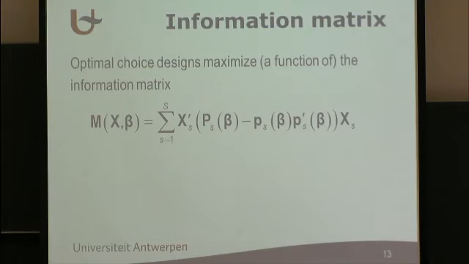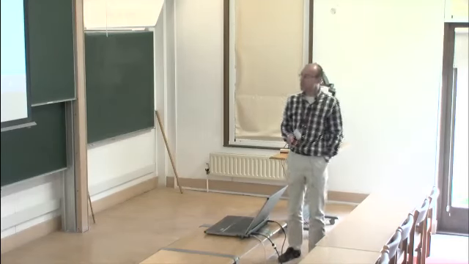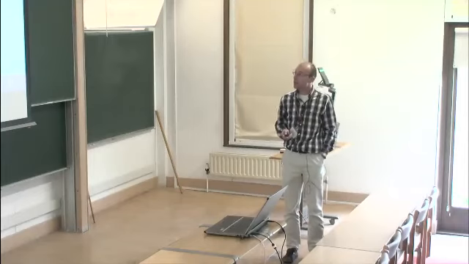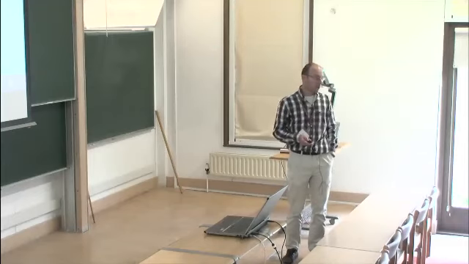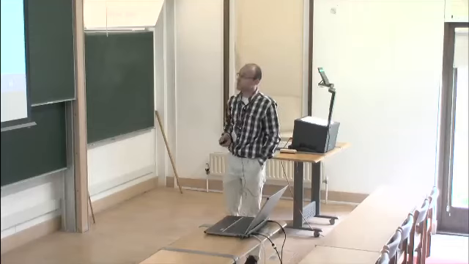Now, unfortunately, in all nonlinear models, and so also in the multinomial logit model, the information matrix depends on the unknown parameters. So if we want to maximize that information matrix, we need to assume values for the parameter vector beta. And there are various ways in which you can do this. You can, for example, use the locally optimal design approach. You can, for example, use the local D-optimality criterion.